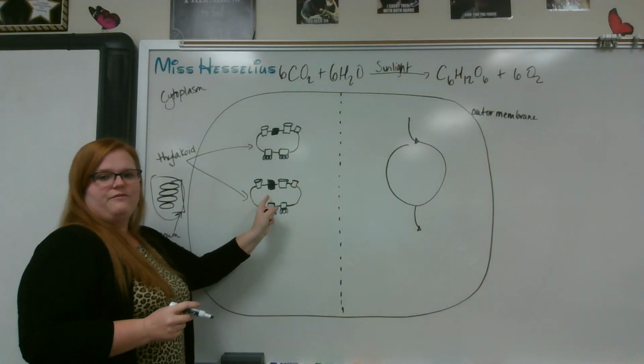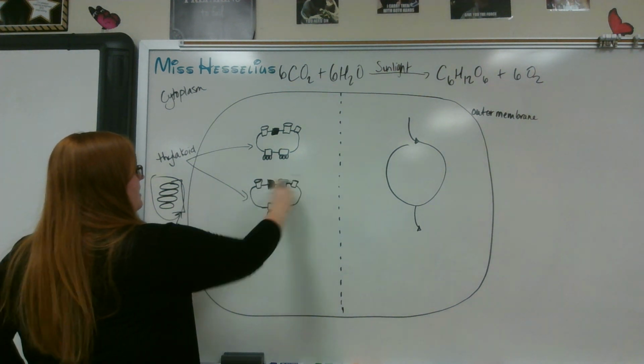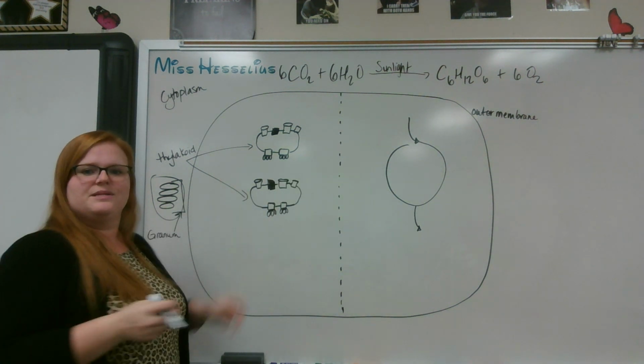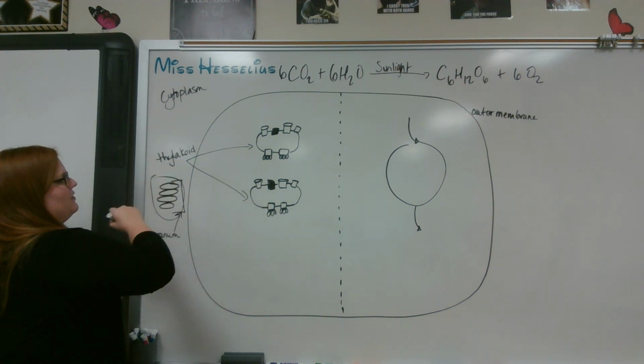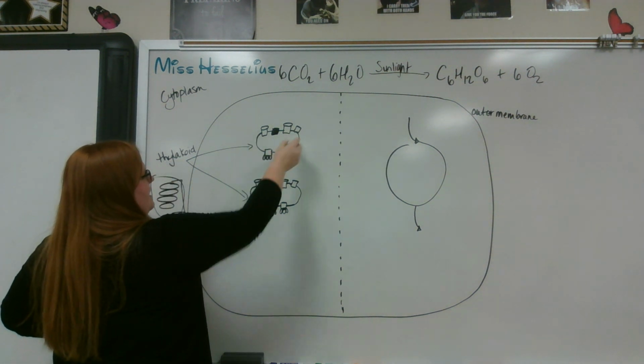So these are made out of membranes. They're little membrane discs or pancakes. Sometimes we call them that. Each pancake or disc is called a thylakoid. So it's just a membrane.